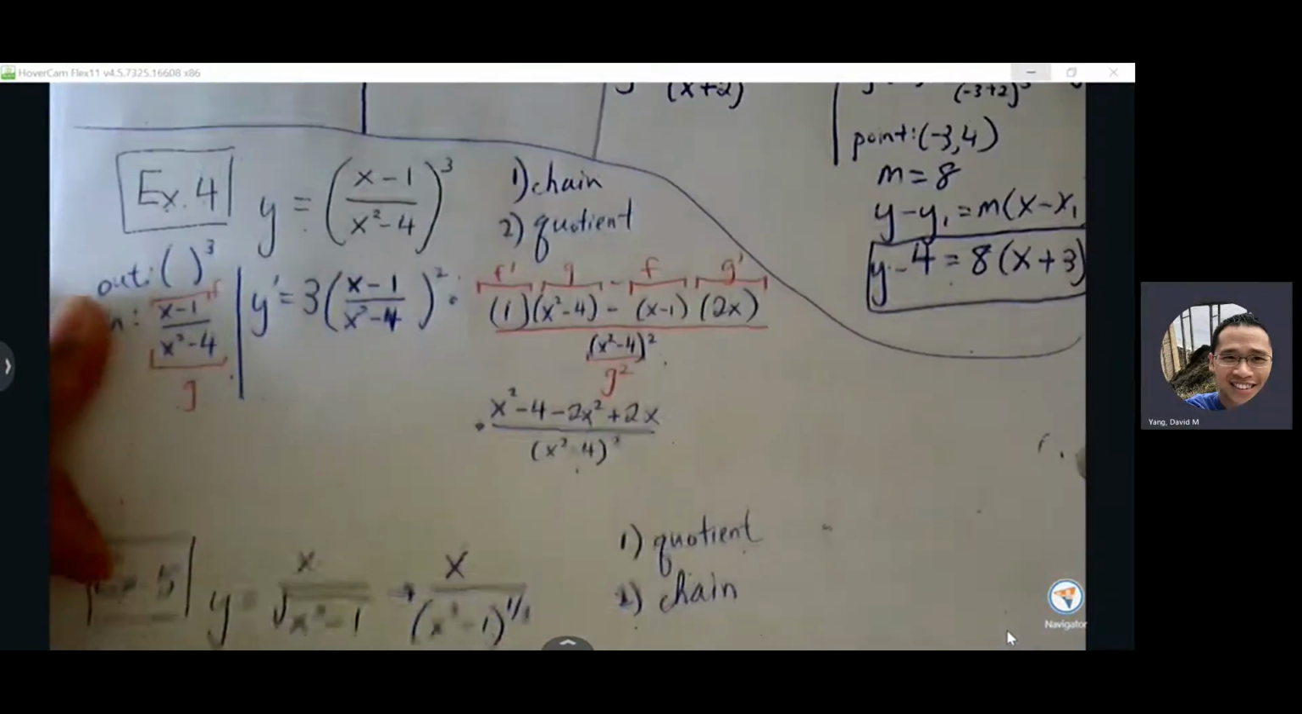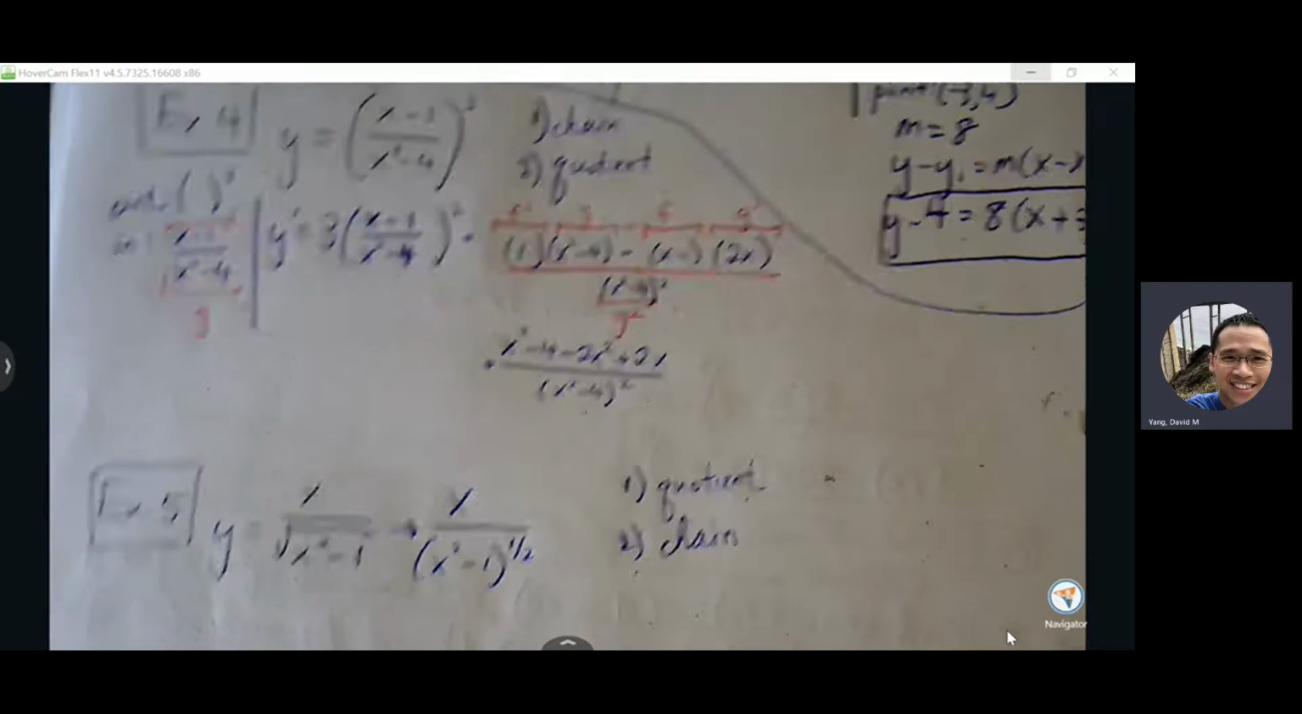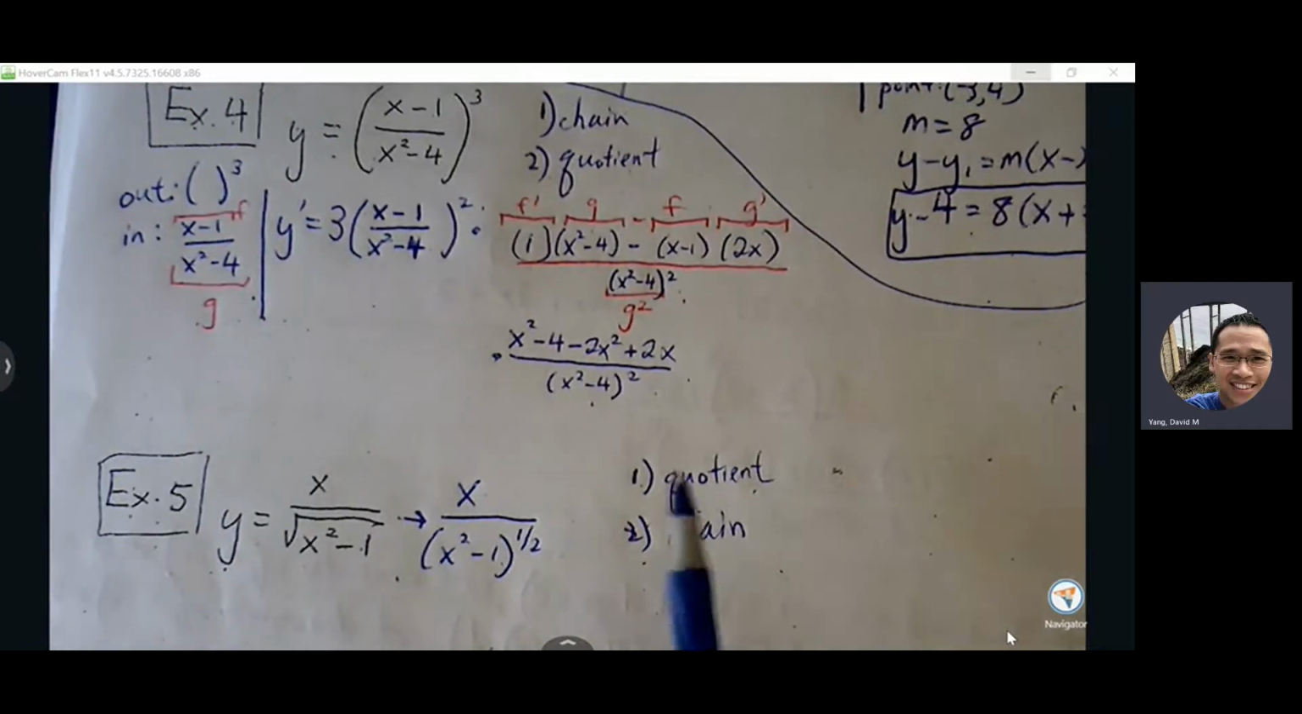Now, if you look at the previous example, example four, it's also chain rule and quotient rule. So how do we know which one to do first? Right, because they look a little different from each other, but we can obviously see the similarities as well. And it's all going to come down to the parentheses. The parentheses is going to help us gauge which one comes first.